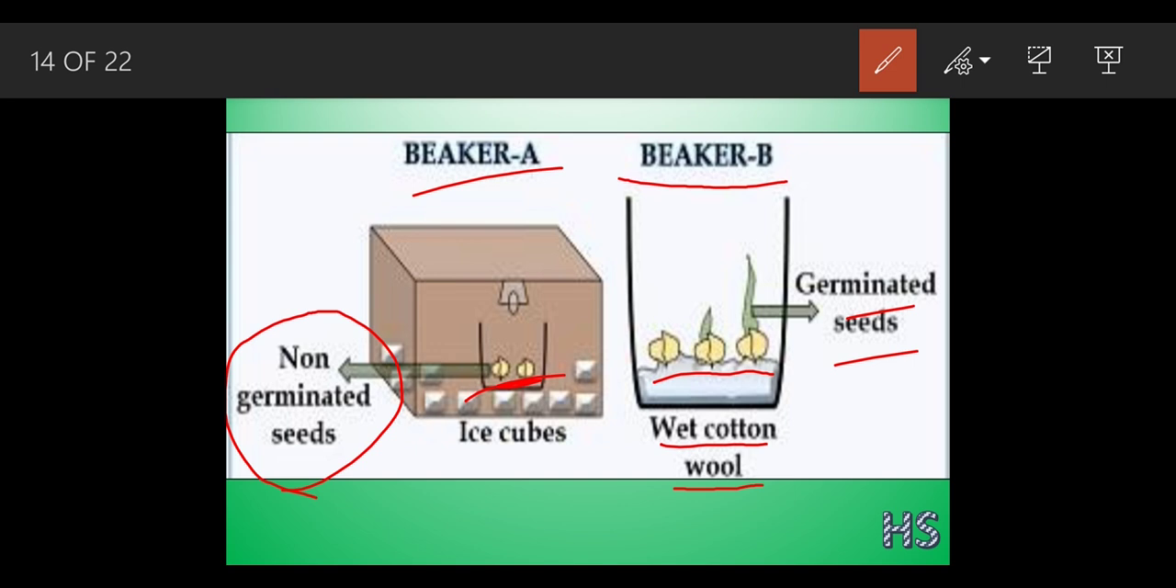I just wanted to give you a condition: the seed can germinate in beaker A also, but it will show a sign of germination only after many days. Within a day or two it won't show any sign. It will need around 7 to 8 days in beaker A to germinate, but in beaker B it will start to show signs within a day or two.